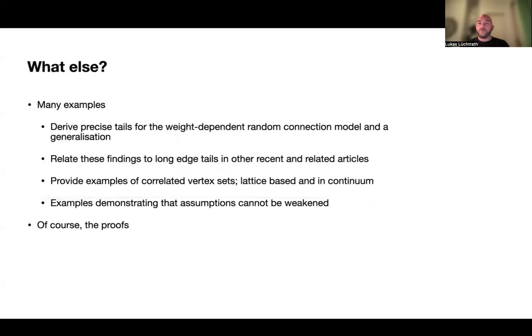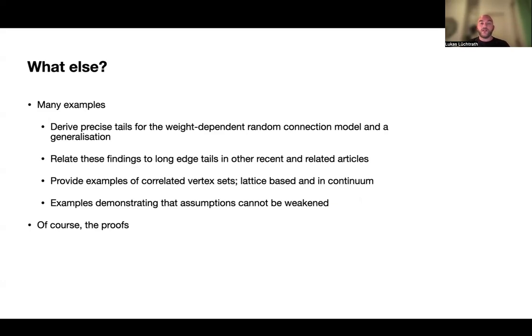What else can you expect? Many examples where we apply this. For instance, we discuss in great detail the weight-dependent random connection model, and some generalizations of it, which is a lively field of research at the moment. So many people study the weight-dependent random connection model at the moment, and we try to add something here. And we calculate precise tails of the involved long-range effects and covariances, and relate these tails to findings of other recent articles on finding there also to connectivity events.